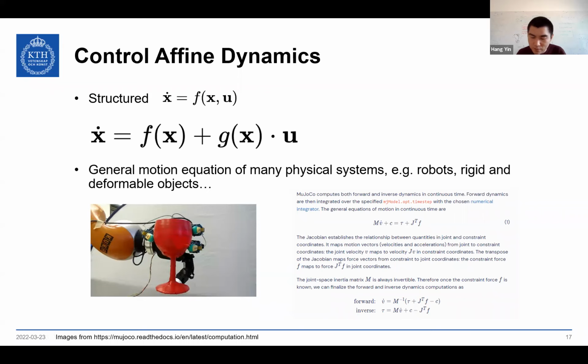You may think that this is something like, oh, is it too limited? But surprisingly, you can use this to describe a lot of motion equations and even very complex physical systems like what I'm showing here. Even, if you check the technical documents, a lot of physical simulators like MuJoCo, what's behind them is some kind of motion equation like this.